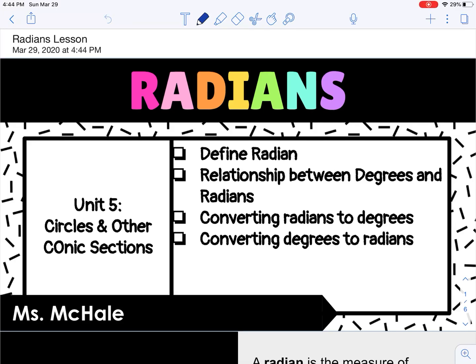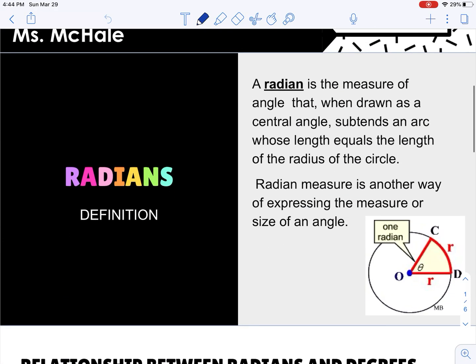Okay, this lesson is going to be about radians and how they relate to degrees. First, I'm going to define what a radian is, then I'll talk about the relationship between degrees and radians, then I'll do some examples of converting radians to degrees, and then converting degrees to radians, and then you're going to try a few practice problems.